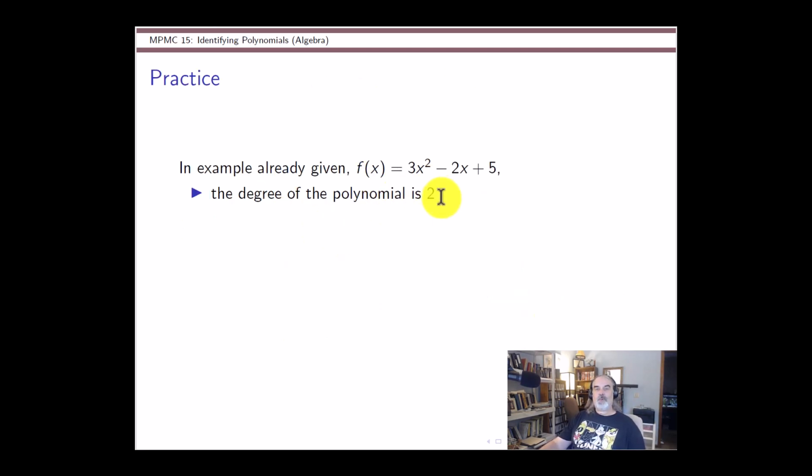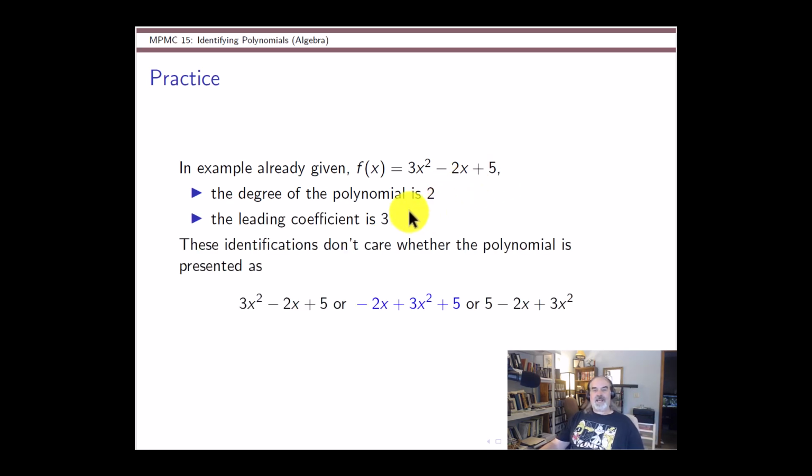So the polynomial we already looked at, 3x squared minus 2x plus 5. This is as garden variety a polynomial as it's going to get. The exponents are decreasing from left to right. The degree is 2. That's not very exciting. Because the x squared term is the one we looked at to get that degree, the multiple of that x squared is the leading coefficient, so 3.